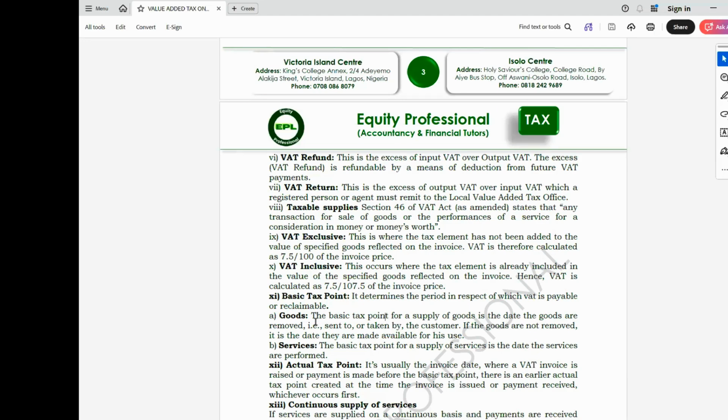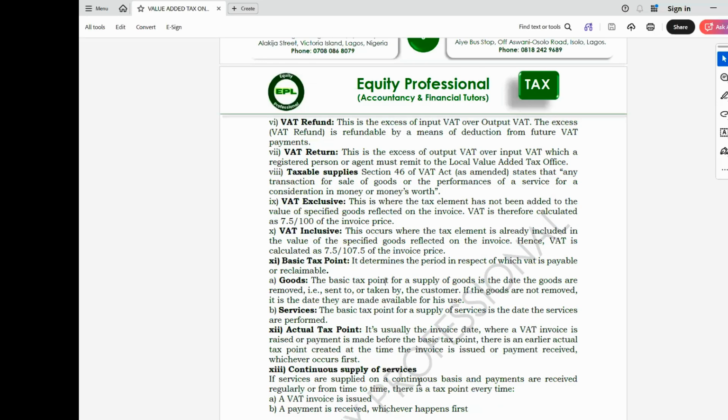So that means I have already made payment. So you also have to look at your actual tax point, because your payment has already been made before removing the goods. In that case, it is usually the invoice date. Where that invoice is raised or payment is made before the basic tax point, there is an earlier actual tax point created at the time the invoice is issued or payment is made, whichever occurs first. That is, I have already made payment before removing the goods.